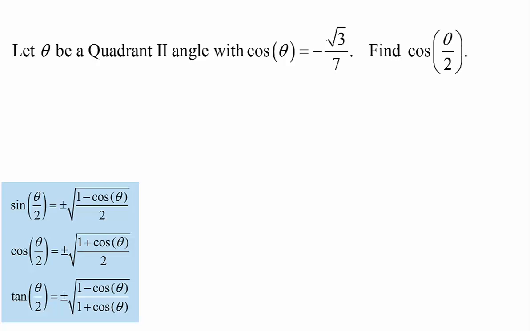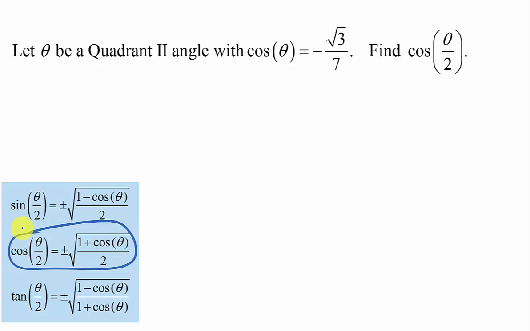Let theta be a quadrant 2 angle with cosine theta equaling negative square root 3 over 7, and we're going to find cosine of theta over 2, the half angle. So I'm going to be using this half angle formula. And let's think about it for a minute.